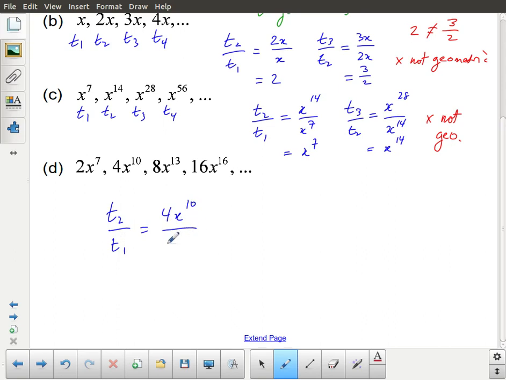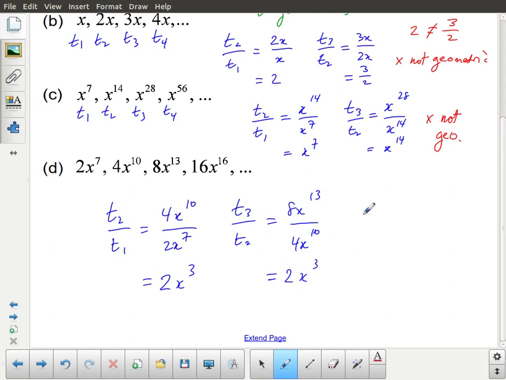And then giving myself a little bit more room, T2 over T1 is 4x to the 10 over 2x to the 7. 4 divided by 2 is 2. X to the 10 divided by x to the 7 is x to the 3. T3 over T2 equals 8x to the 13 over 4x to the 10. 8 over 4 is 2. X to the 13 over x to the 10 is x to the 3.